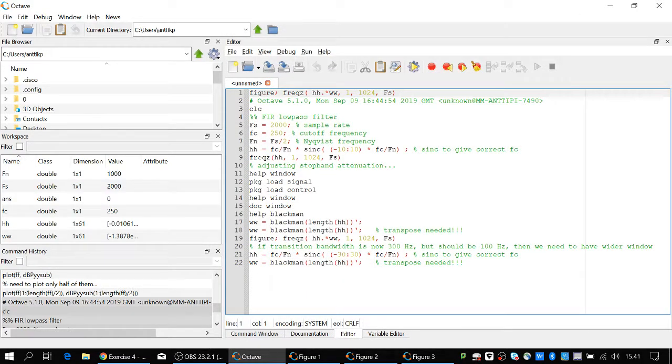Streaming and continue with the filter design. So FIR low pass filter design.